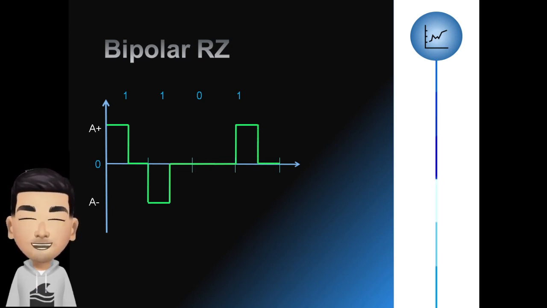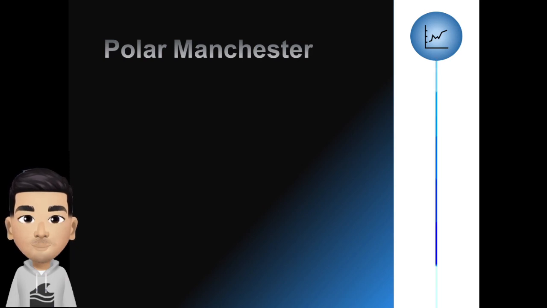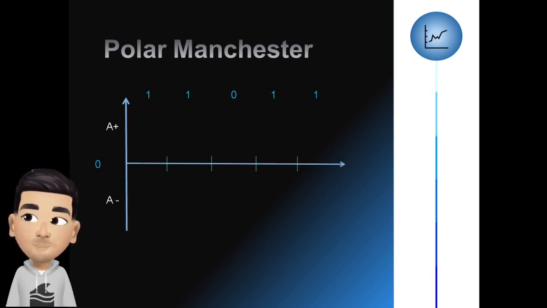Next is polar Manchester. In polar Manchester, we are not going to stay at 0, since in polar Manchester 1 is equal to A positive, then 0 is equal to A negative. So there's no 0 in polar Manchester.